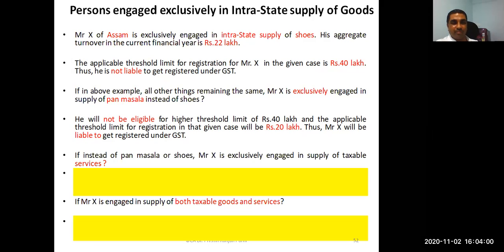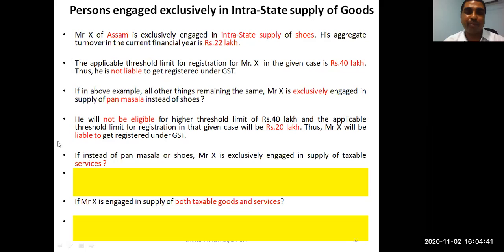Any doubt you have? Anything you want to say regarding this answer? Is it clear to you? Yes, sir. Okay, understood. Right. And to arrive at the aggregate turnover, all kinds of turnover, your export turnover, exempted turnover, everything has to be included. Right. And higher limit is applicable, but there are certain exceptions.